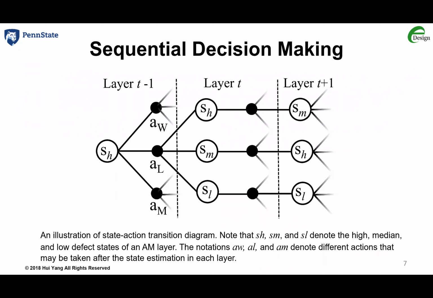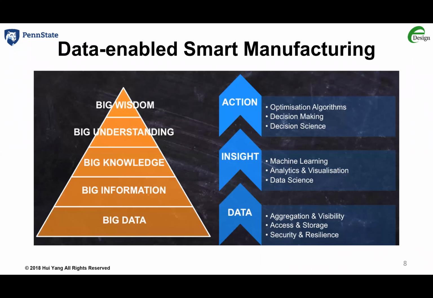It also depends on the defect state, and which kind of action we take. We are going to have a new state, and with the new state and new action, we are going to have a new layer as well. So this is like a chain of reactions from layer to layer. So how can we optimize the decision making through all the layers? This is what we call sequential decision making. But how can we do that?